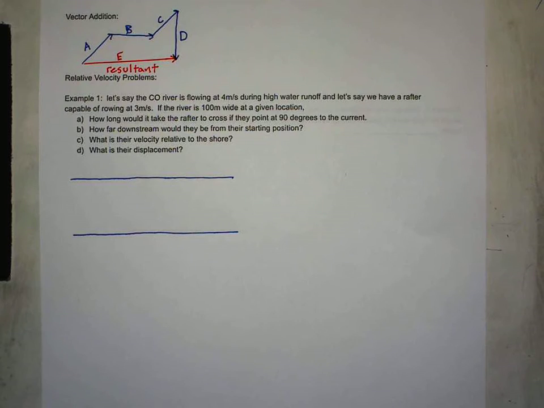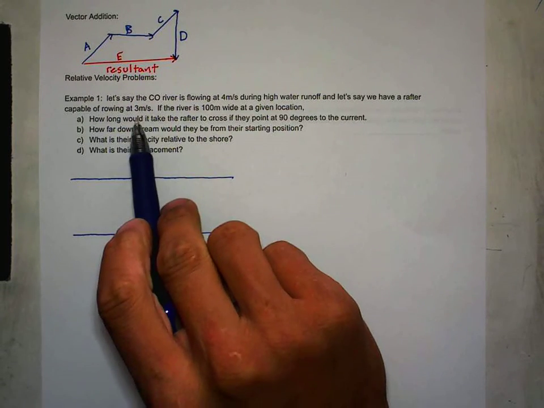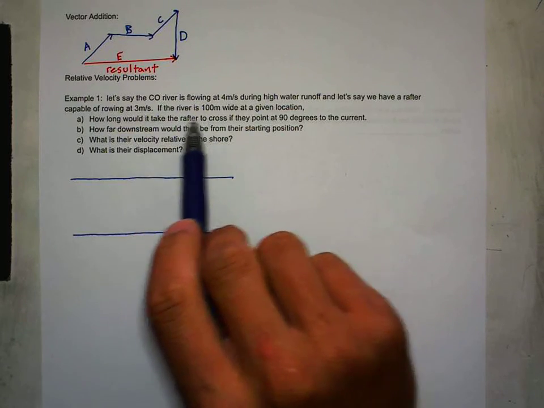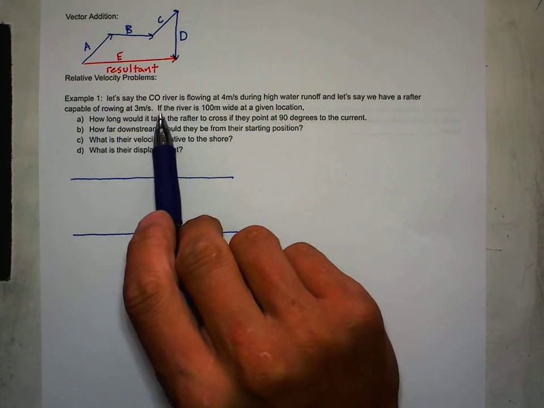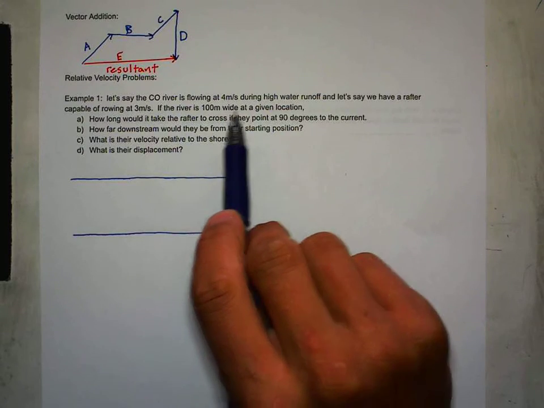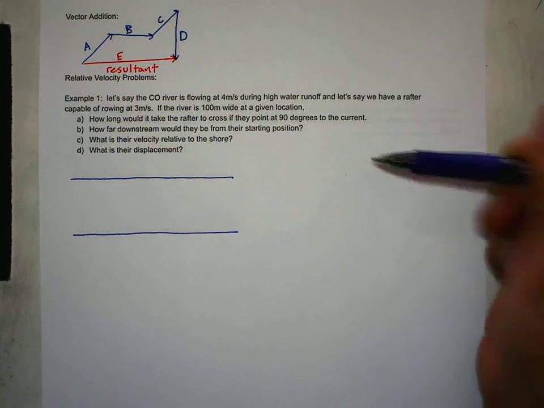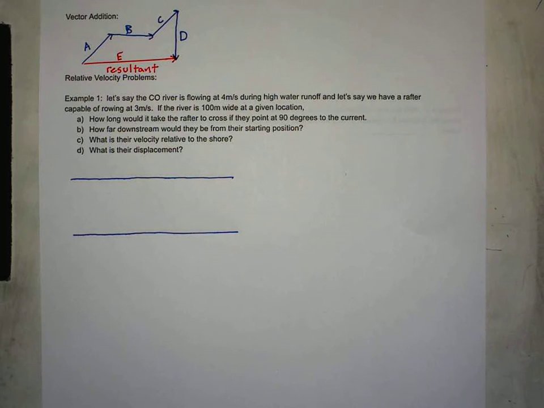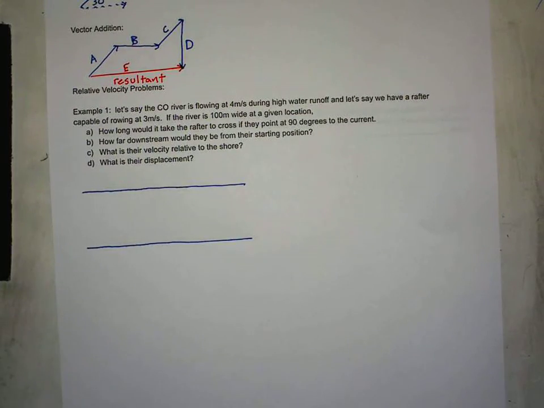Okay, let's read. Example 1. Let's say the Colorado River is flowing at 4 meters per second during high water runoff. Let's say that we have a rafter that is capable of rowing 3 meters per second. If the river is 100 meters wide at a given location, they want to know all of these things. Letter A, how long would it take the rafter to cross if they point at a 90-degree angle to the current? Okay, this kind of problem we break up into X and Y.